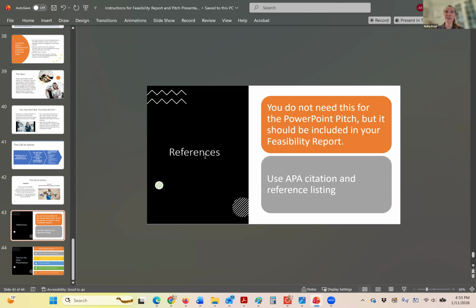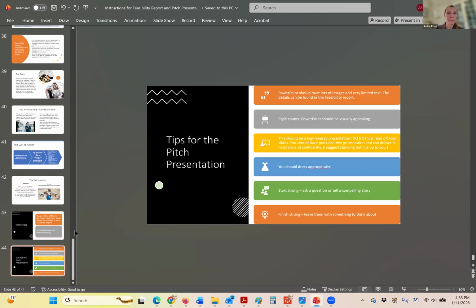And then references are required for the feasibility report, but they are not needed for the slide deck. So you don't need to go into those references. They're already in the report, and we can reference the report.